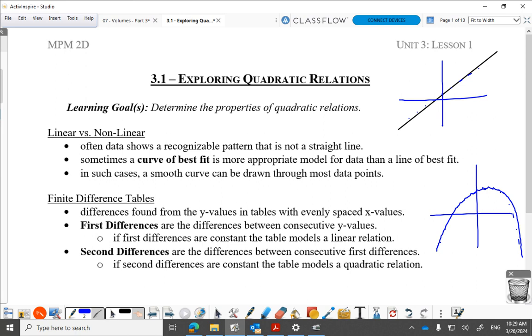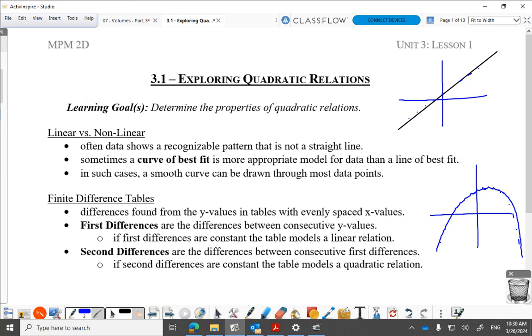New piece of information. If instead the second differences, which are the first differences of the first differences, if they're equal, it's going to be called a quadratic. That is, it's not changing by the same amount, but the amount it's changing is changing by the same amount.